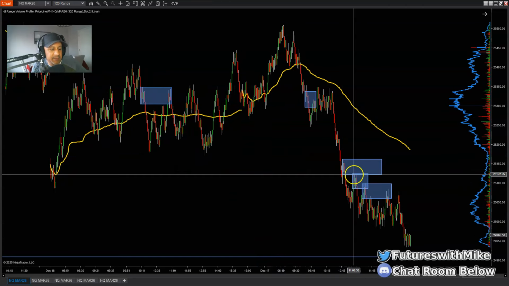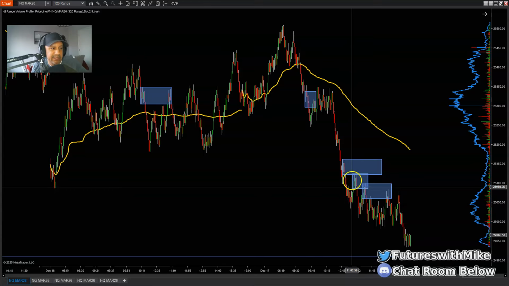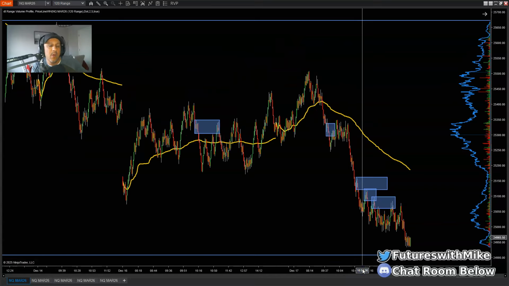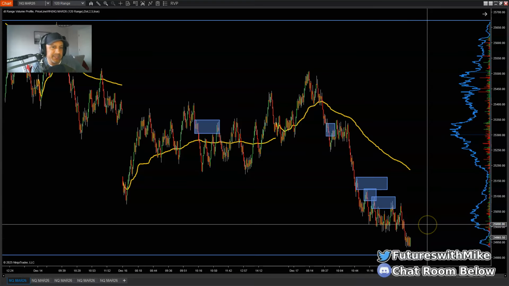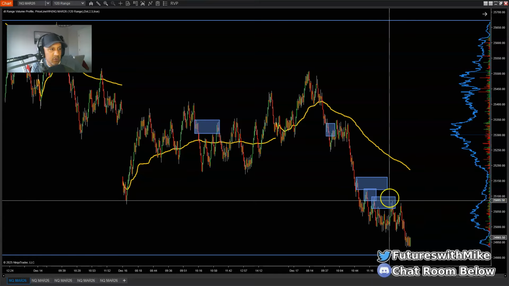So pull back to the supply area. I'm going short once it taps into the zone, and then we get what? We get rejection from the lower base chart where we have a beautiful area of supply that sets up. So supply within the supply on the higher base chart, supply on the lower base chart.